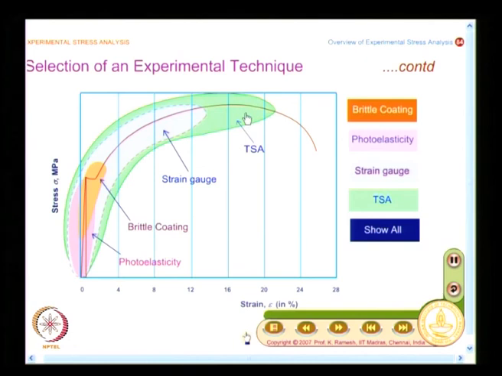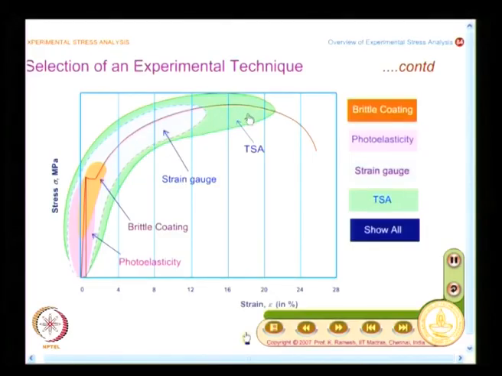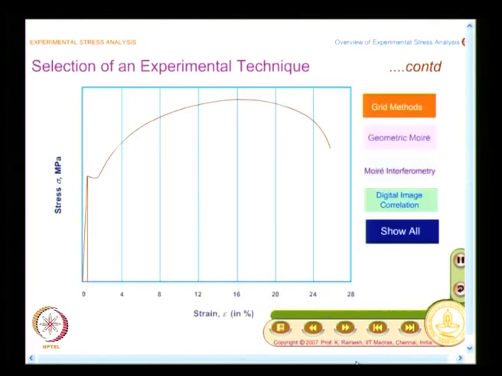So, this is TSA, this is strain gauge, this is brittle coating, and this is photoelasticity. So, when you are confronted with a problem where you need to find out strain in a particular region, from this graph you will be able to find out which technique you will select. Okay. I have shown only 4 techniques here. We will have a similar graph for the other 4 techniques.